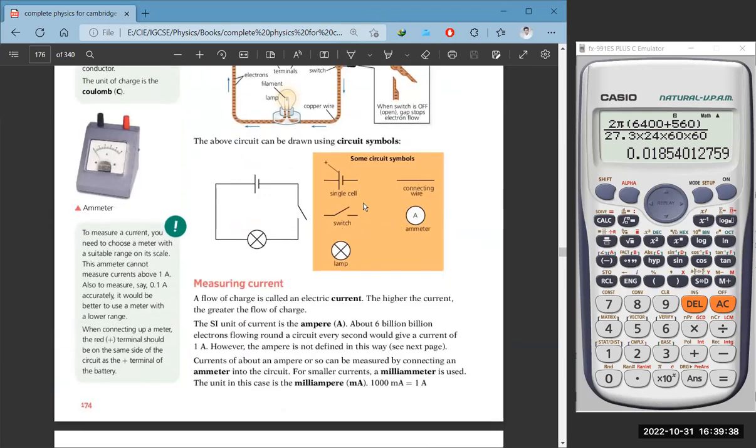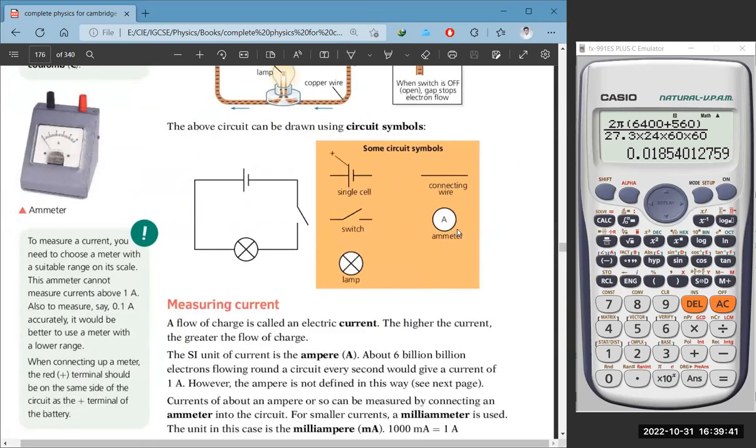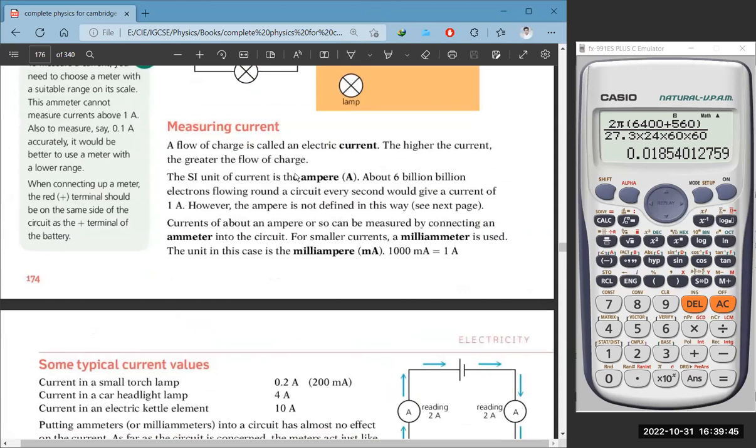Next is current circuit. We made the circuit: single cell, wire, ammeter. We've done ammeter. We've done lamp. We've done switch. Measuring current is done by using an ammeter.